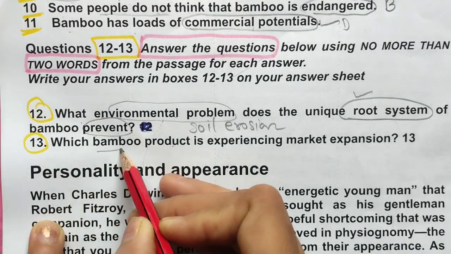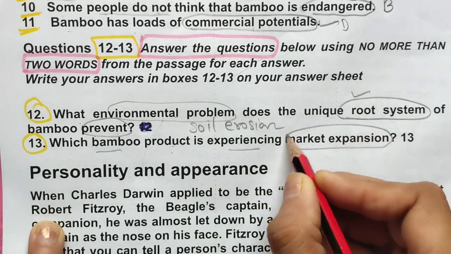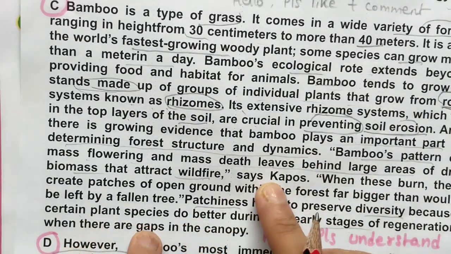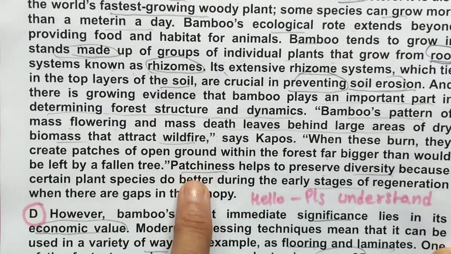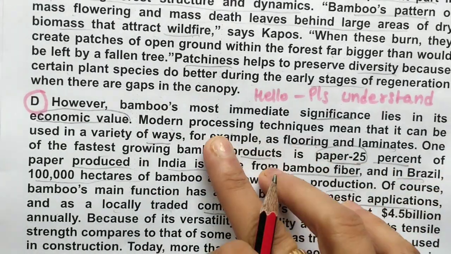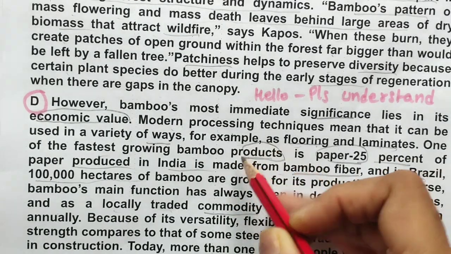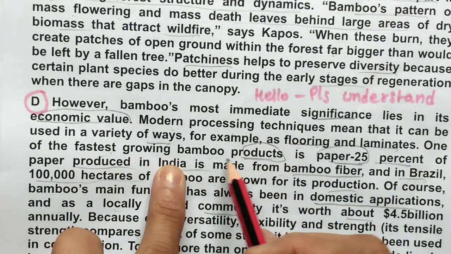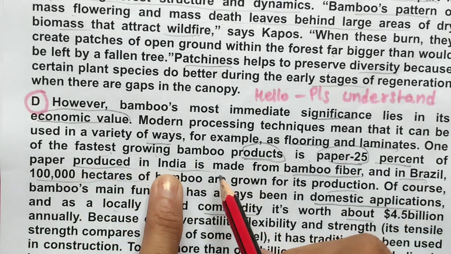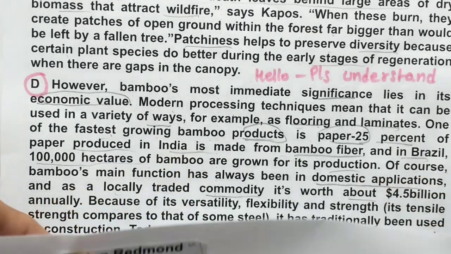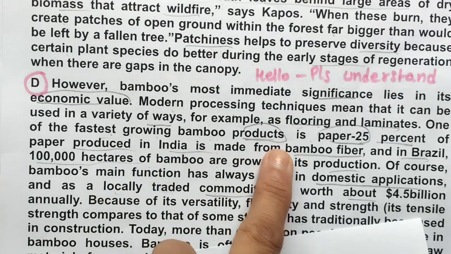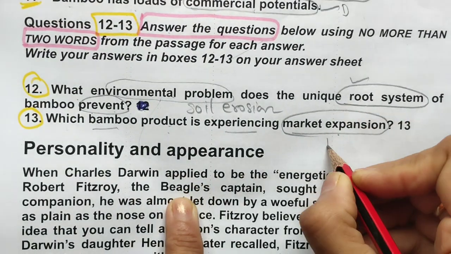So 13th, which bamboo product is experiencing market expansion? So market expansion, which bamboo product is it? So here they were talking about growing forest and all. So product, I think they are talking, the word product is here. See this. One of the fastest growing bamboo products is paper. 25% of paper produced in India is made from bamboo fiber. Okay. So the answer to which bamboo product is experiencing market expansion, we can write paper. So paper will come here.